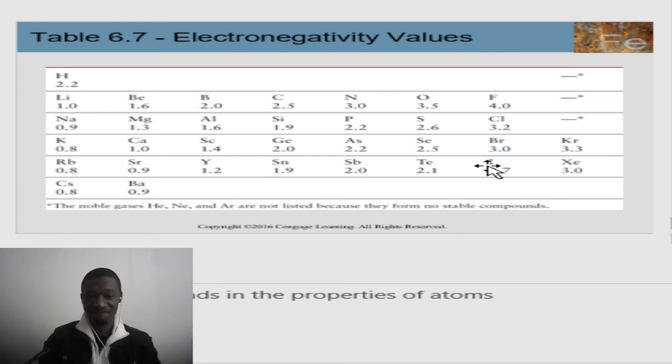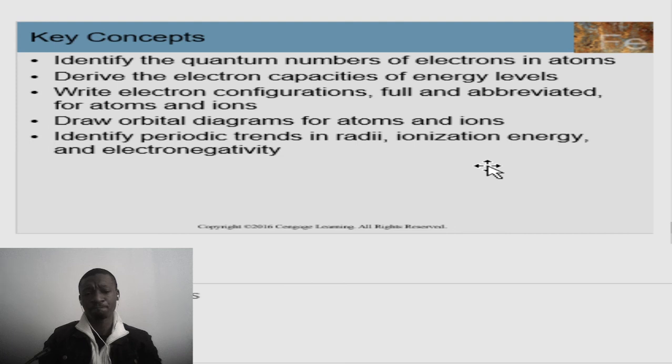So you notice that the increase is like this, and then the decrease is downwards. It's very apparent from what we see here. So that's it for electronegativity and the values of electronegativity. So we're done for the course.